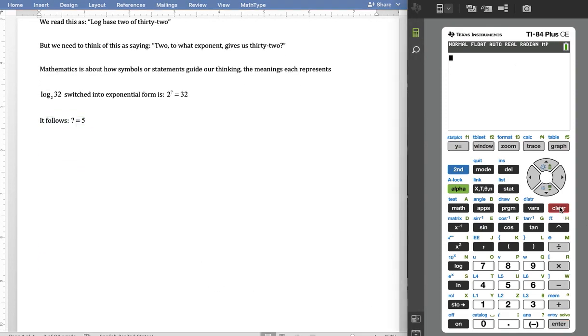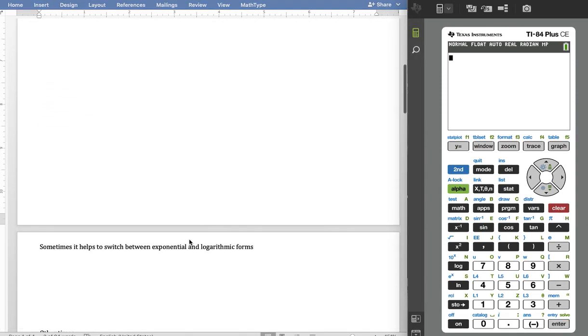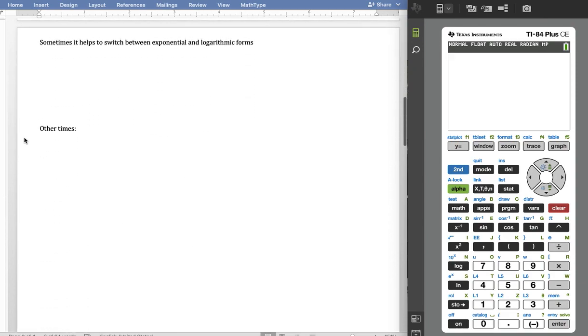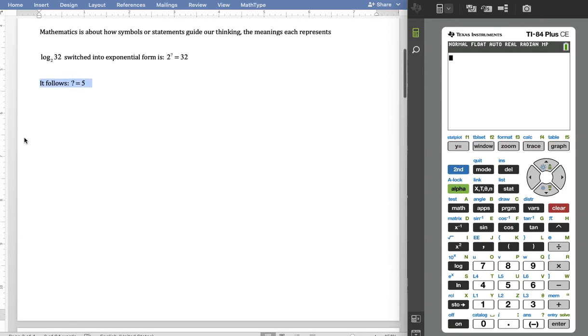I want to clear out what I've got in my calculator over there. Need that for later. Oops. Sometimes it does help to switch between exponential and logarithmic forms. Where am I? Nope, wrong calculator.